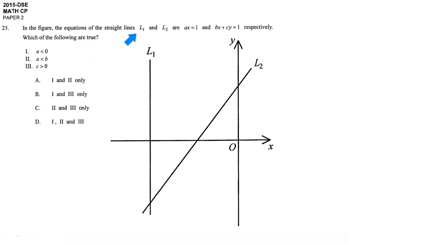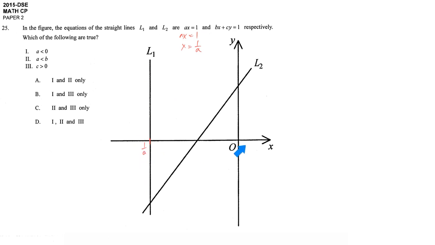This is about the equation of a straight line. They say that L1 is the line with the equation ax = 1. So if we change it, ax = 1 means x = 1/a, which means that every point on this line has x-coordinate 1/a.